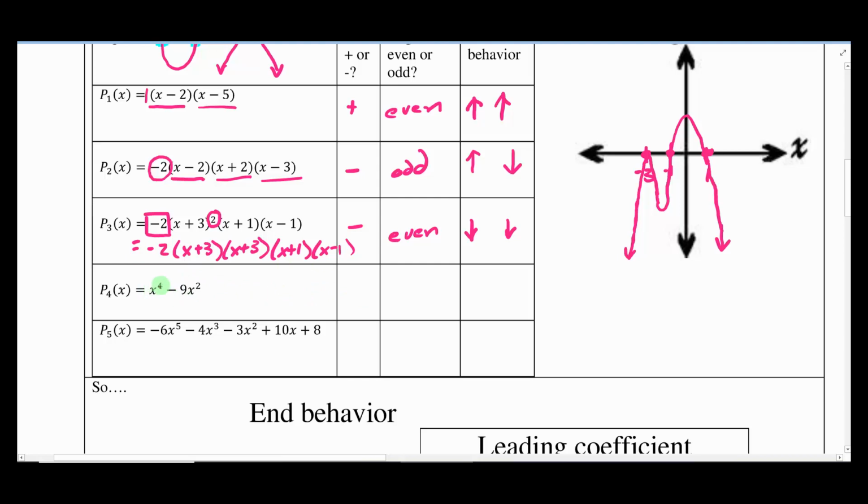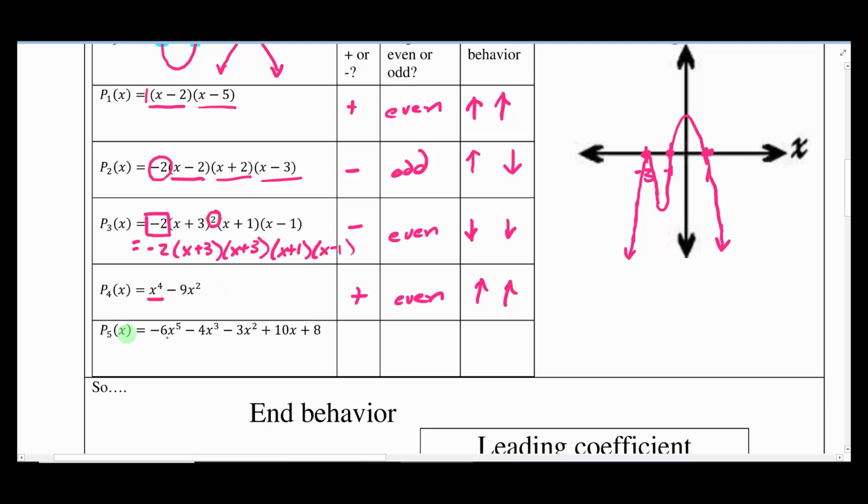From the standard form, so this isn't factored, we look for the highest exponent. If I want to know what the degree of a polynomial is, I look at the exponent. So in this case, we have a 4 and we have a 2. The highest exponent is the degree, so this would be a 4th degree polynomial, indicating that it is even. The leading coefficient is the coefficient of the highest degree term, so that would be the x to the 4th. And since there's no number in front of the x, we get to assume that it's a 1, which is a positive number. So this is a positive even, and we've seen that before, so that is going to go up, up.